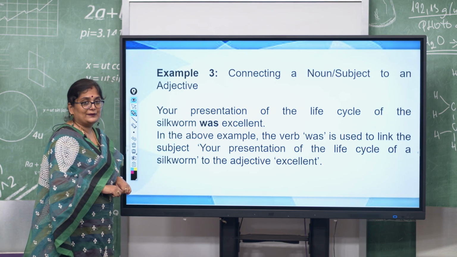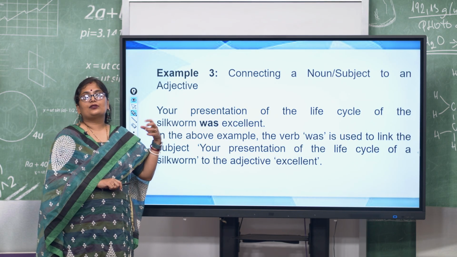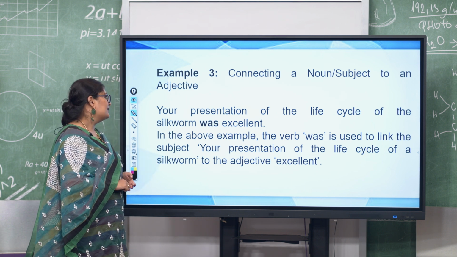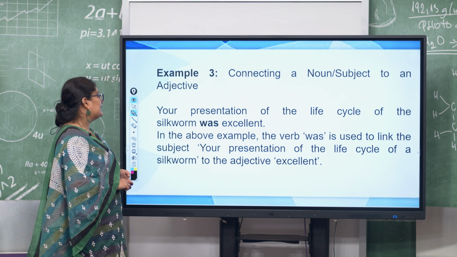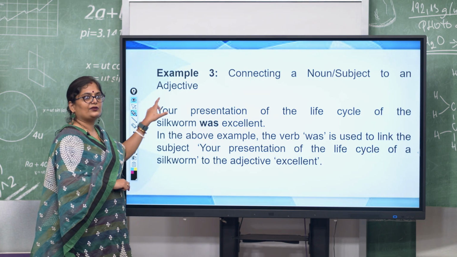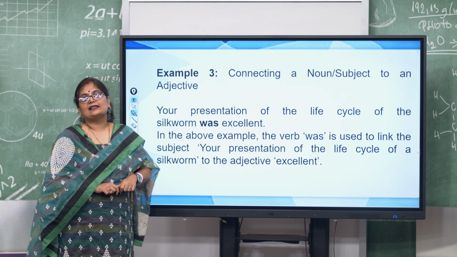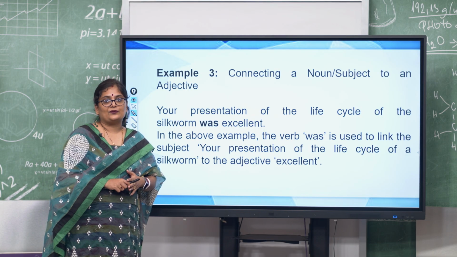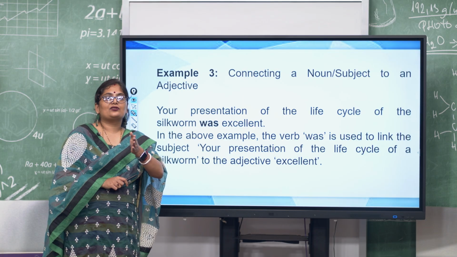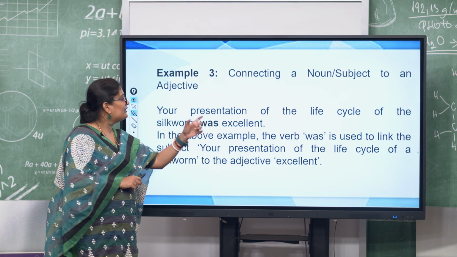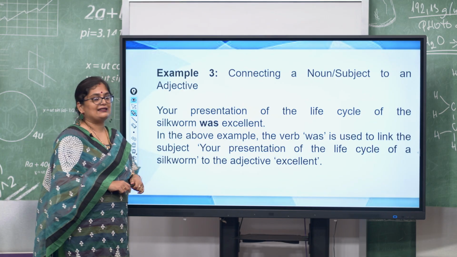In the third example, connecting a noun or a subject to an adjective. So, what do we see here? Your presentation of the life cycle of silkworm was excellent. Look at this particular sentence. In the above example, the verb was is used to link the subject, your presentation of the life cycle of the silkworm, to the adjective, which in this case is excellent.